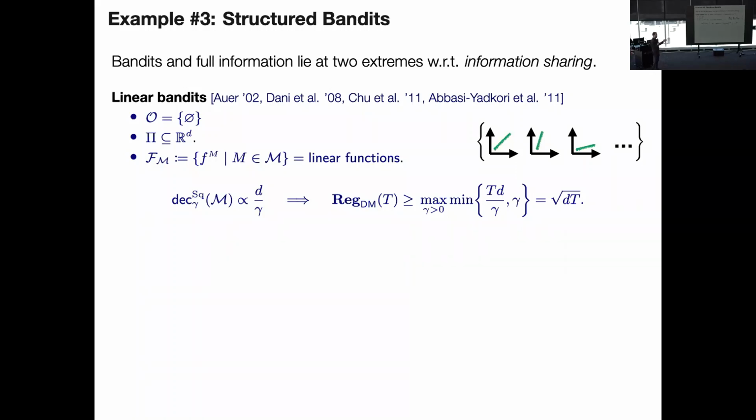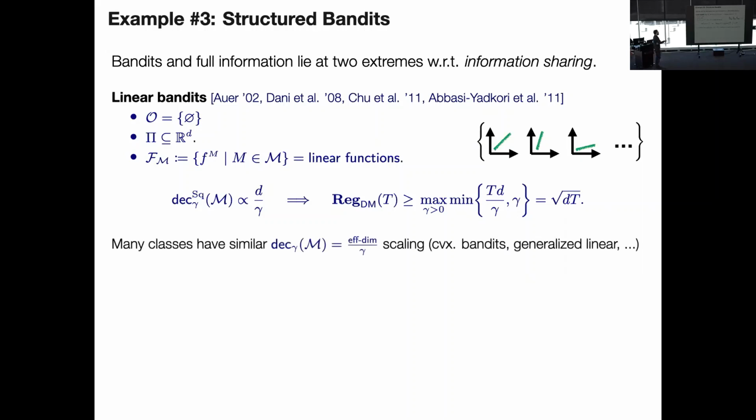Once you explore along a well-chosen basis, you can extrapolate to other actions you might not have seen before. And you can combine that idea with the techniques that I showed in the bandit setting to derive this bound. And this is going to lead to a root DT lower bound rather than root AT.